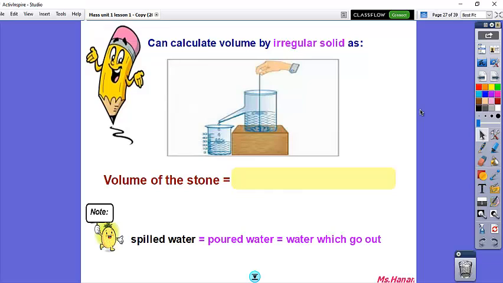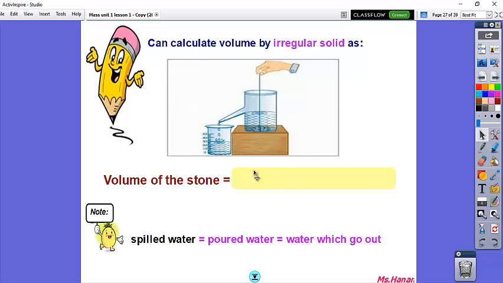Okay, but what happens when the graduated cylinder is filled completely with water and you add a stone or a marble? The water will spill outside the cylinder. Why did it spill out? Because the stone takes volume from the cylinder, so the water spilled out. But how do we calculate the volume of the stone in this case? It is very easy. The volume of the stone equals the volume of spilled water.